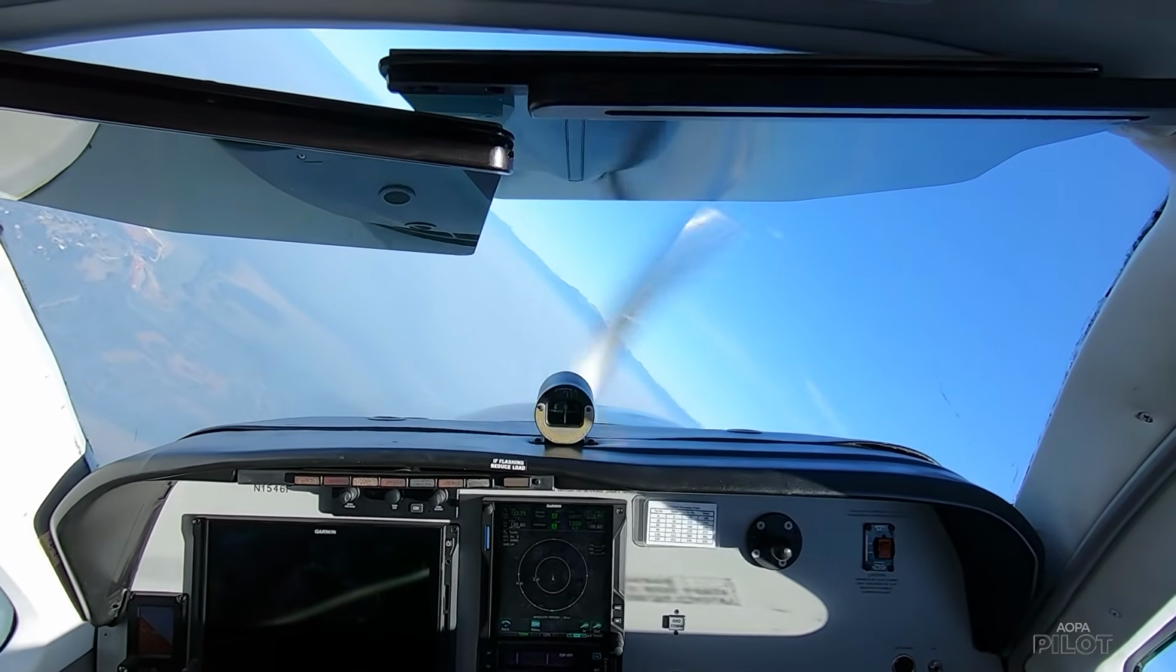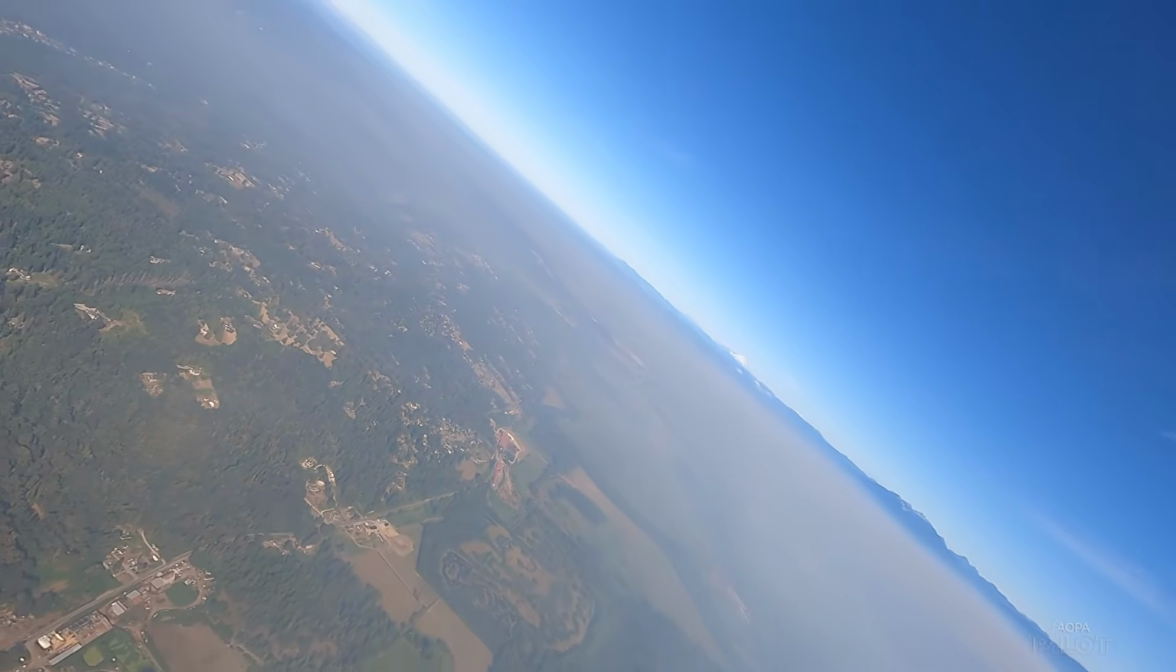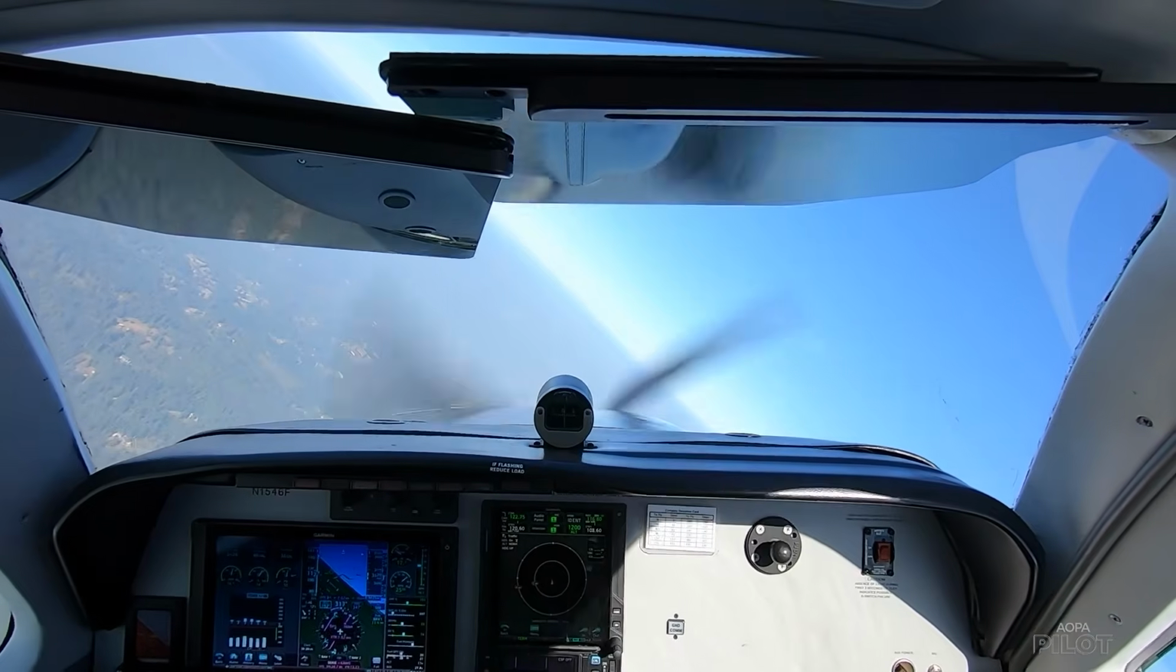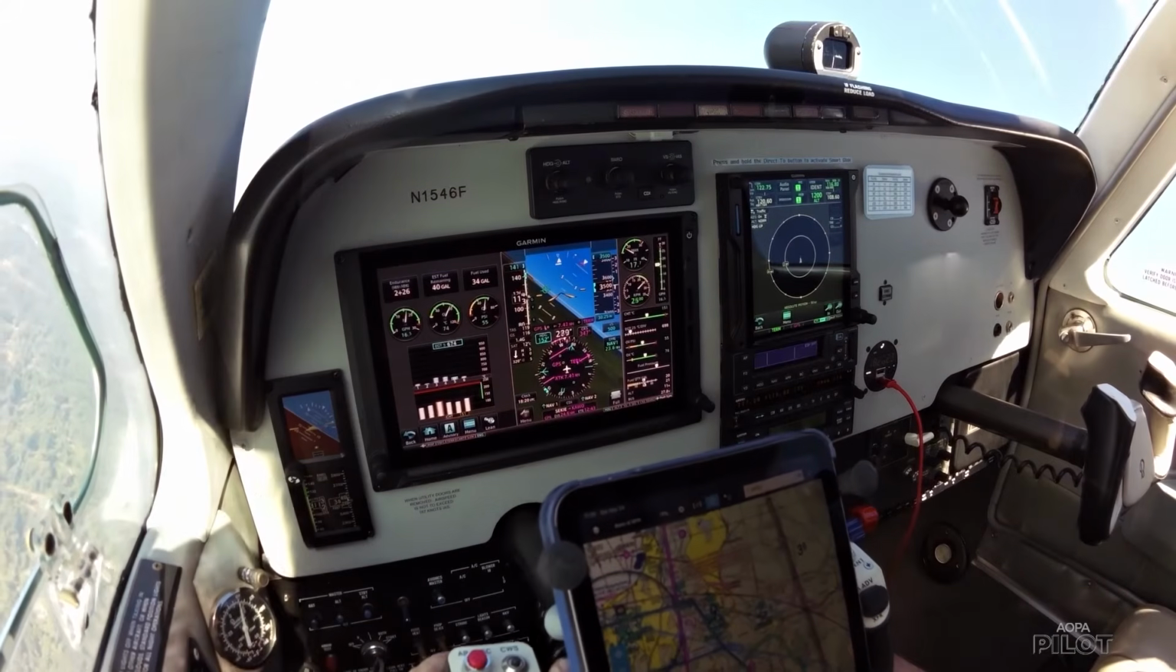Because the changes in pitch and power are incremental, steep turns don't feel rushed, and the gradually increasing control forces are easy to manage without trim. And most important, you understand the purpose of practicing steep turns.